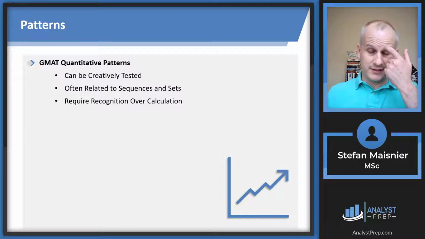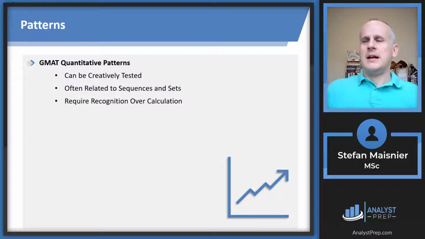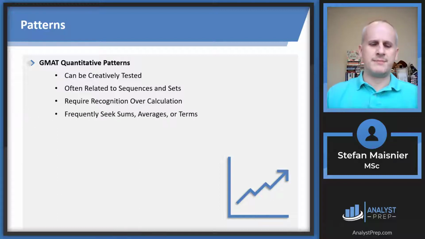So if you find yourself, for instance, needing to use, say, the geometric sequence formula from before, that's probably not necessary because, again, you're not going to be asked to actually figure out what 3 to the 7th is. There's probably some sort of pattern that you can recognize. Now, these will also frequently seek sums, averages, or terms. So you can see some sort of combination of the pieces here. And they'll also sometimes deal with digits or repeating decimals, all those sorts of things. There's a lot of different ways that they can test a pattern.